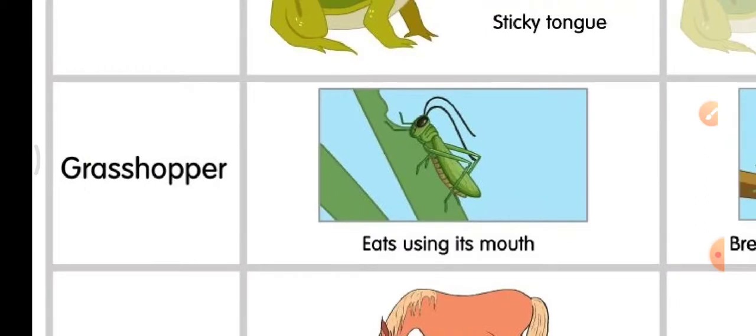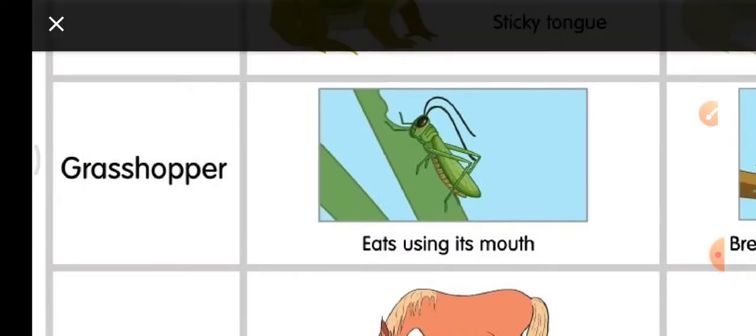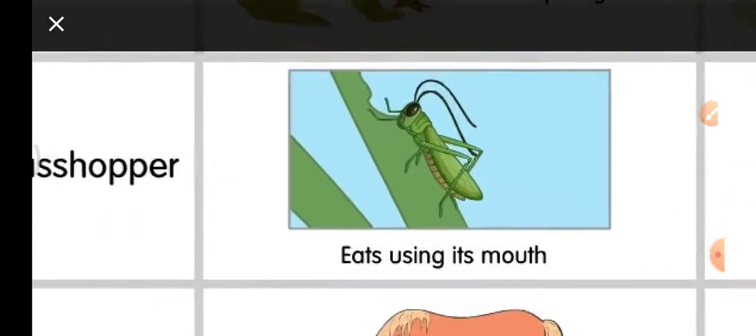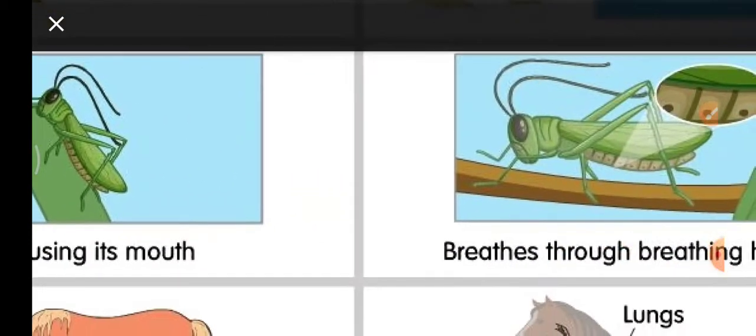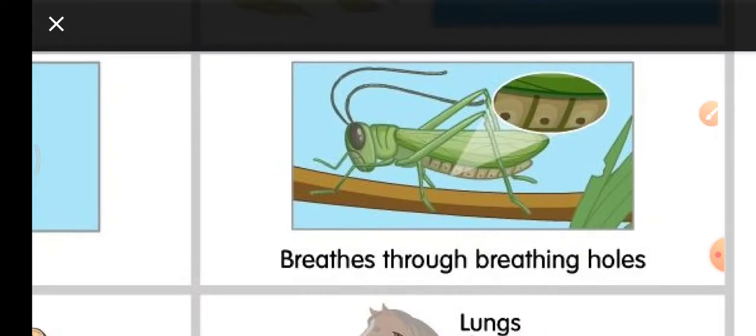And here we have the grasshopper. How is the grasshopper taking food? Grasshopper is using its mouth to eat the leaves there. And how does it breathe? Grasshopper breathes through the breathing holes. You can see the holes under it, right?